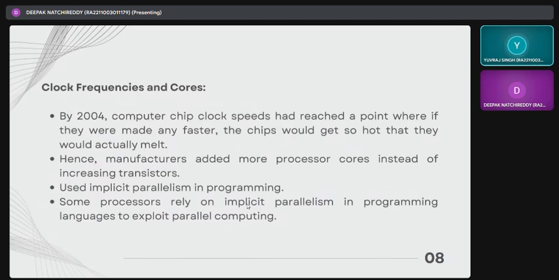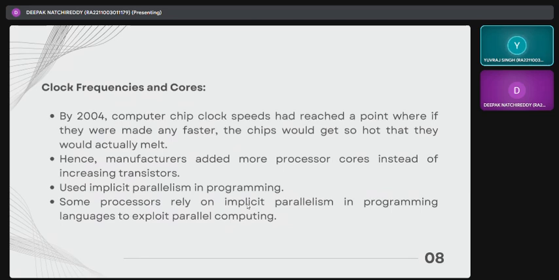So by 2004, computer chip clock speed had reached a point where if chips were made any faster, they would get hot and eventually melt. Hence, manufacturers added more processor cores instead of increasing the clock speed. They use implicit parallelism in programming. Some processors rely on implicit parallelism in programming languages to exploit parallel computing.